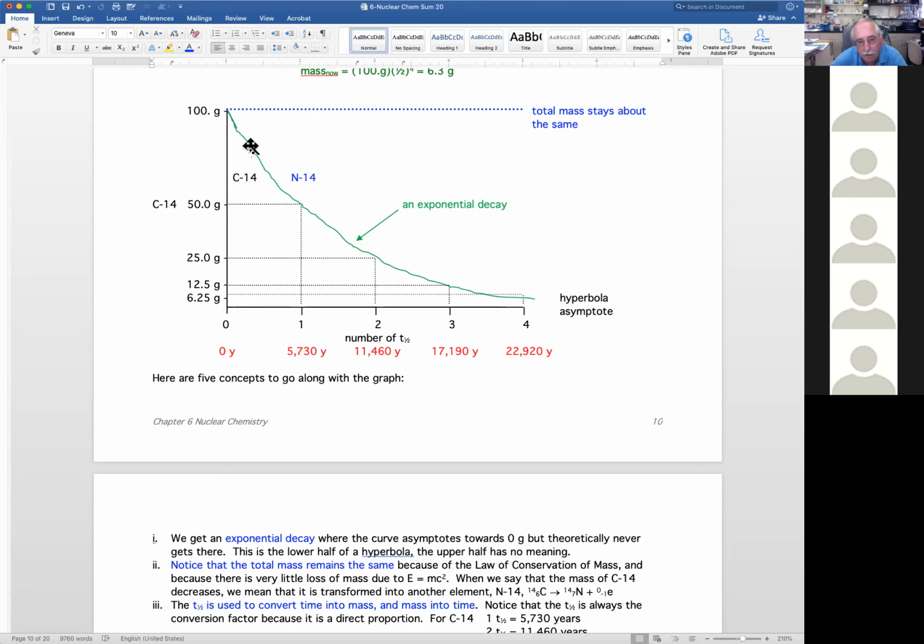And the curve that we get is called an exponential decay. So here we have 100% carbon-14, 0 nitrogen-14. After one half-life, we got 50 grams of carbon-14 and 50 grams of nitrogen-14. Notice that the total mass stays about the same because of the law of conservation of mass. You get that so far?